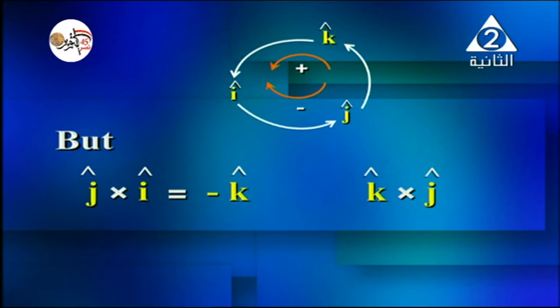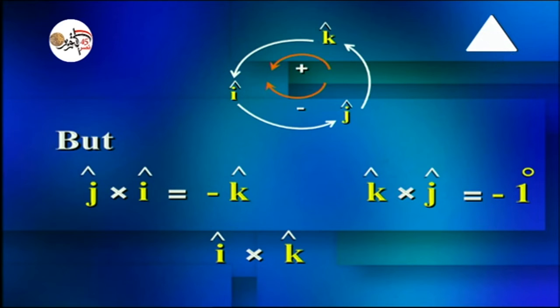Also, k cross j equals what? Negative i. And i cross k equals negative j vector.